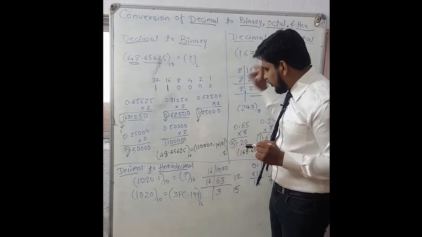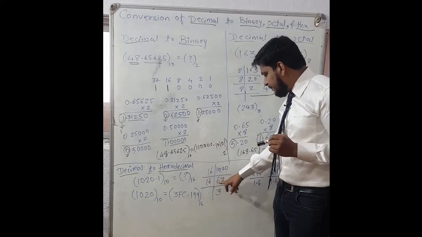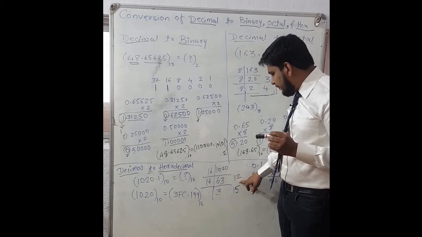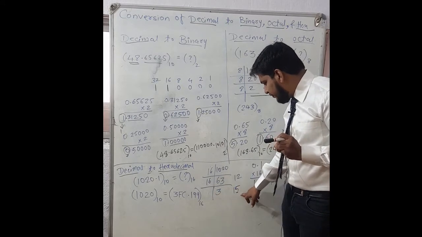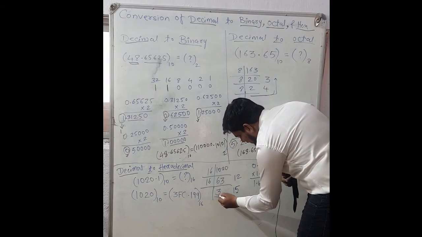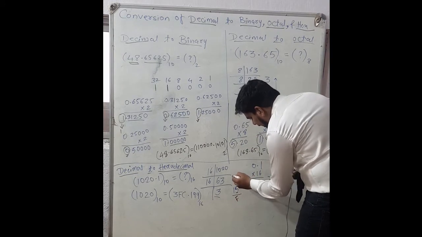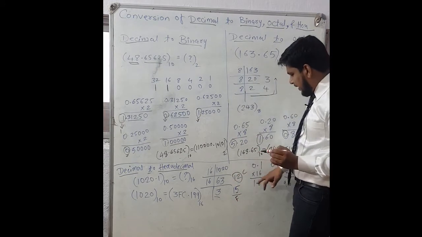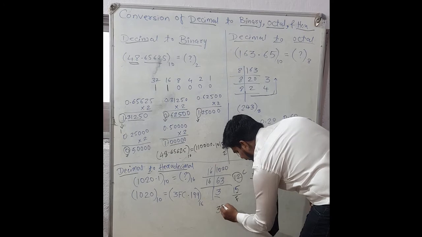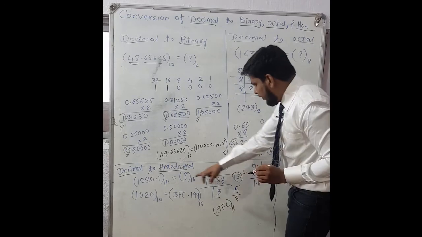Then the same procedure, we convert to base 16, so divide by 16. If we divide 1020 by 16, 16 into 63 is 1008, remainder is 12. 16 into 3, remainder is 15. So 3, 15, 12 are the remainders. But 3 we take as it is, 15 is nothing but F, and 12 is nothing but C in hexadecimal. That is why 3FC is the hexadecimal equivalent of 1020.